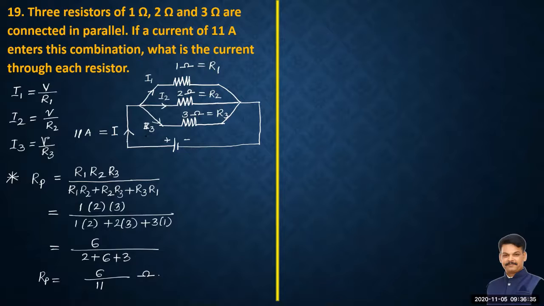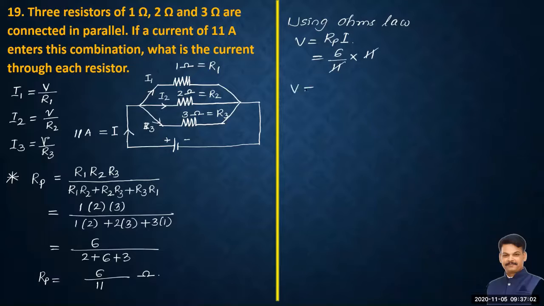Once you get Rp, you can calculate V. How to calculate V? Using Ohm's law, V is nothing but Rp into I. We know I is 11 ampere here, and Rp is 6 divided by 11. So 11 is cancelled, and I got V, that is 6 volt. Hence the terminal potential difference between the two terminals of the circuit is 6 volt.